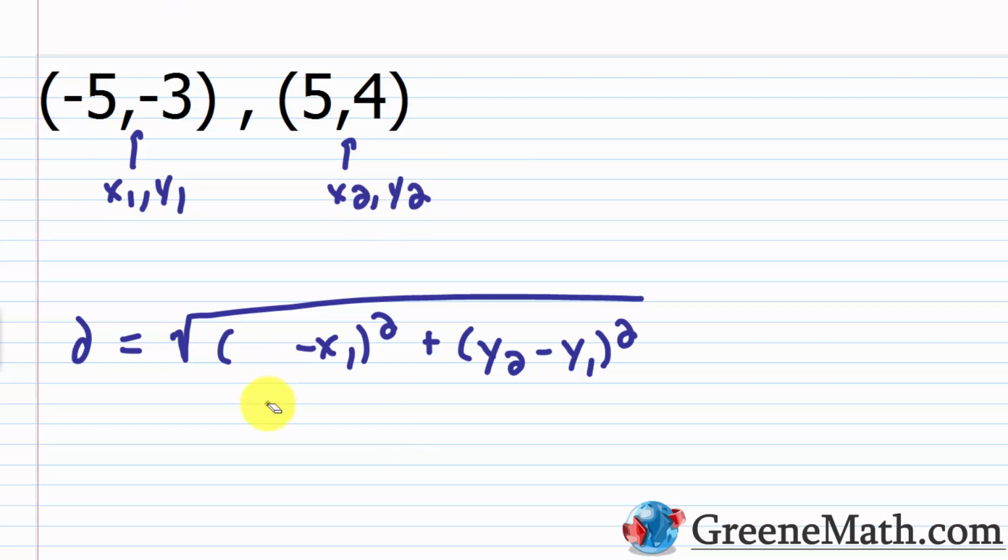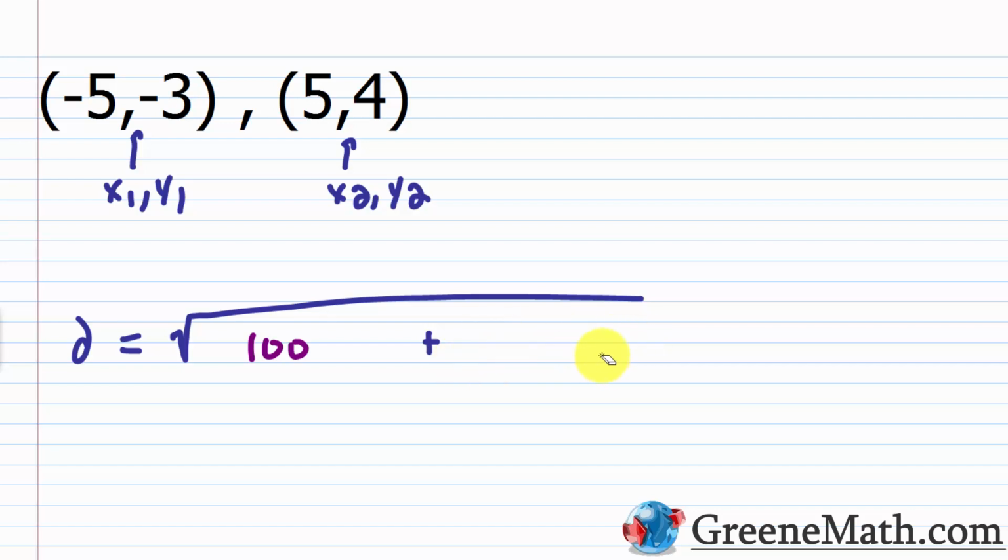So for x sub 2, I'm going to plug in a 5. For x sub 1, I'm going to plug in a negative 5. So minus a negative 5 is plus 5. So 5 plus 5 is 10. 10 squared is 100. Okay, so this is 100. And then y sub 2 is going to be 4. And y sub 1 is negative 3. Again, minus a negative 3 is plus 3. So 4 plus 3 is going to be 7. 7 squared is 49. Okay, so now you've got 100 plus 49, which is 149.